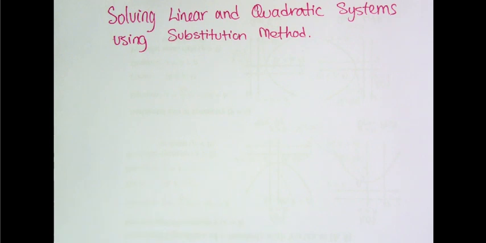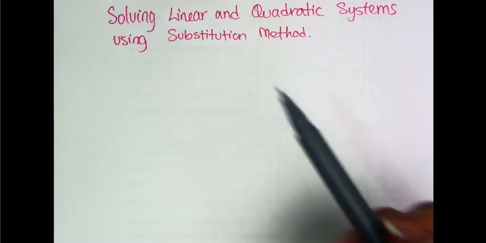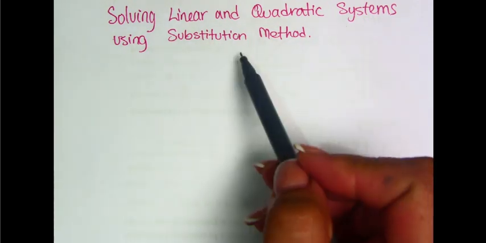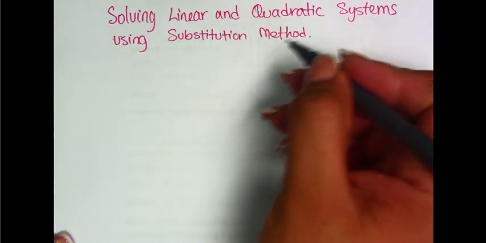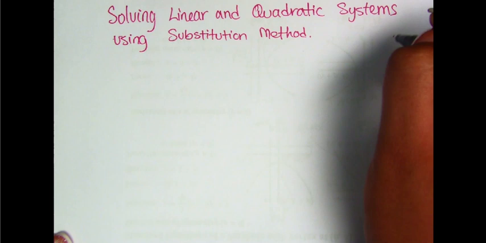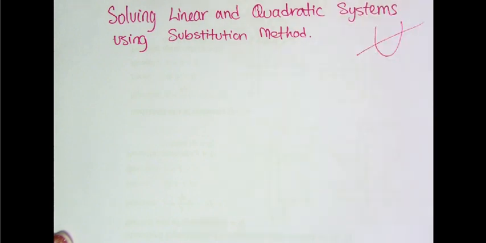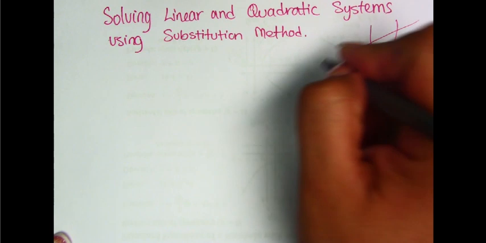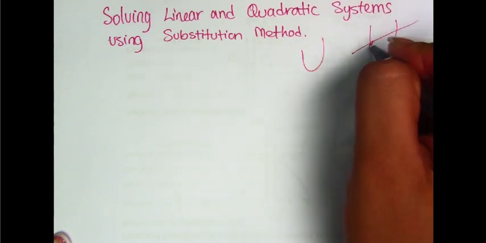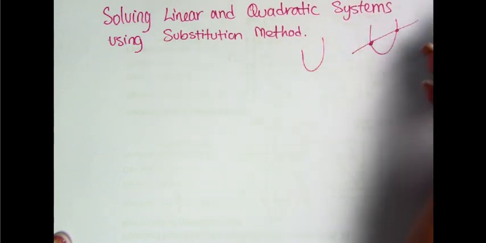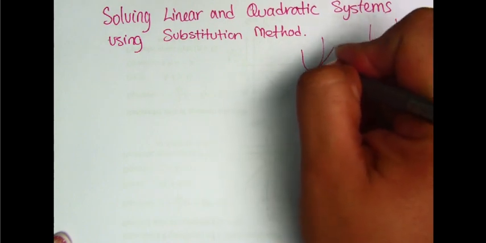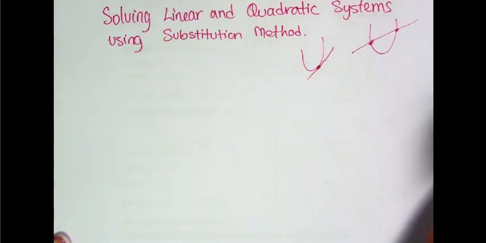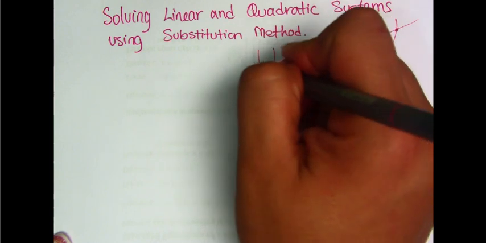Hey, welcome back. In this video, I'm going to explain how to solve linear and quadratic systems using the substitution method. When you are looking at linear and quadratic systems, you're going to visualize a parabola and a line intersecting each other. Keep in mind that a line can cross a parabola twice, or just one time, touching it right there like at an edge, or not cross it at all.